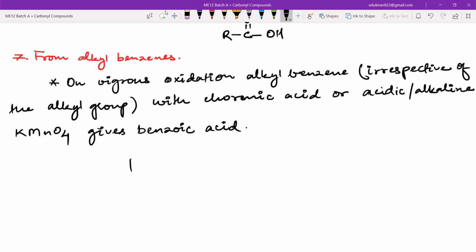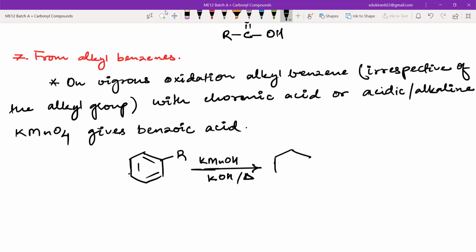That means a generalized reaction we can write. Doesn't matter which alkyl group is present, the complete chain will be oxidized. If you have an R group here and you are reacting this with KMnO4, in the presence of KOH and some heat, whenever you have vigorous, that means there is heat involved, you are going to get benzoic acid.